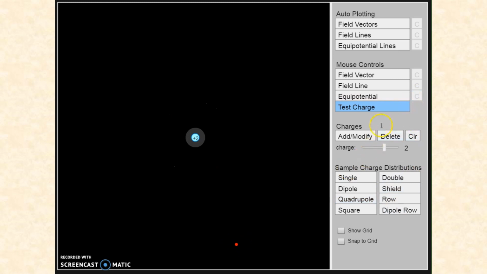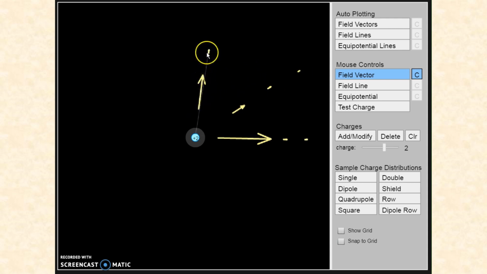Next, we're going to place some electric field vectors around the charge distribution. So we're going to place them at various locations here. And I want to place enough of these here so that you notice the pattern here.